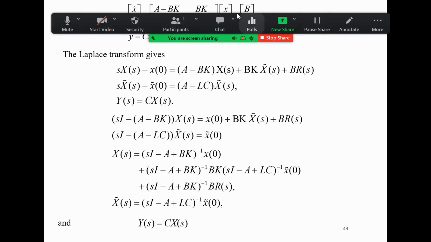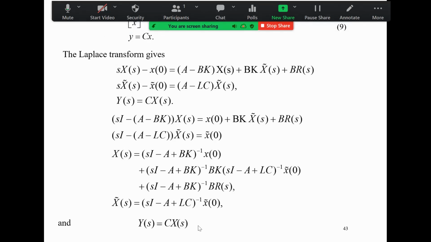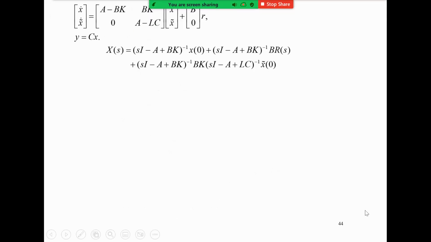The y is simple, right? y is just c times x. Okay, so let's look at the expression of x, right? It depends upon the initial state, it depends upon the reference input, and it depends upon the estimation error.